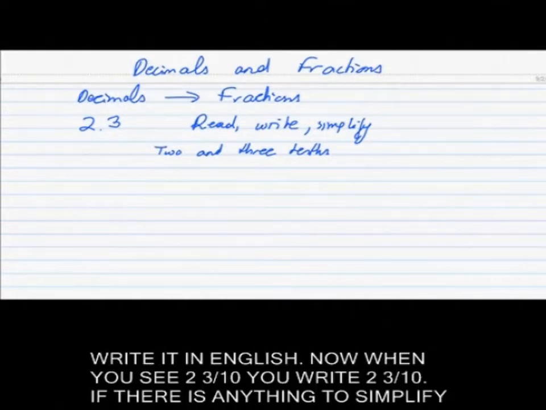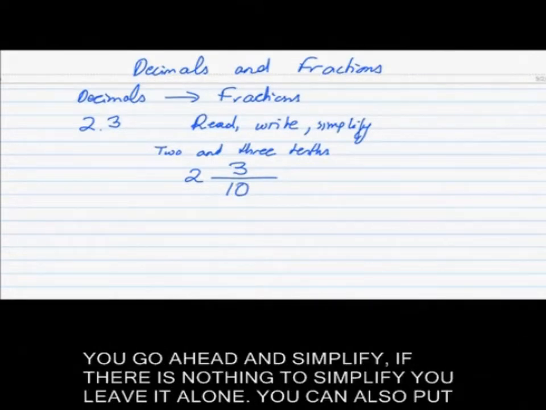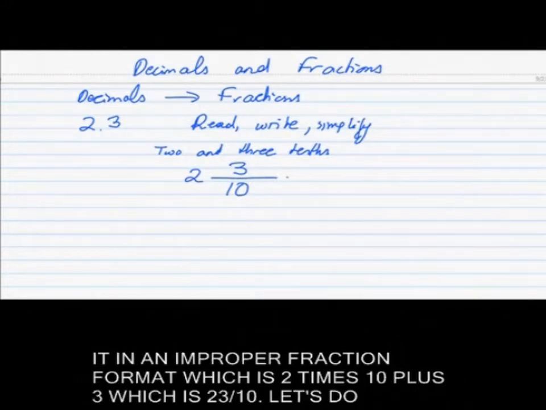Now when you see 2 and 3/10, you write 2 and 3/10. If there is anything to simplify, you go ahead and simplify. If there is nothing to simplify, you leave it alone. You can also put it in an improper fraction format, which is 2 times 10 plus 3, which is 23/10.